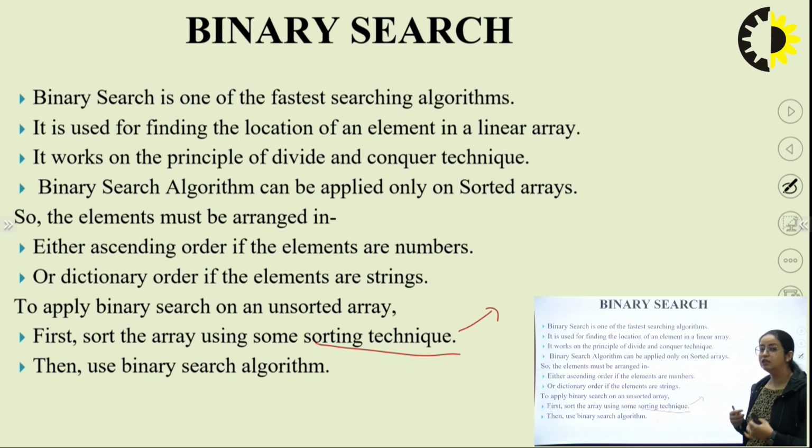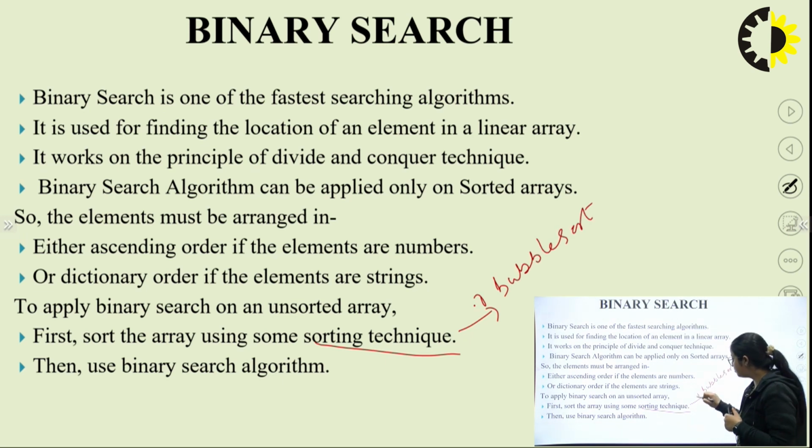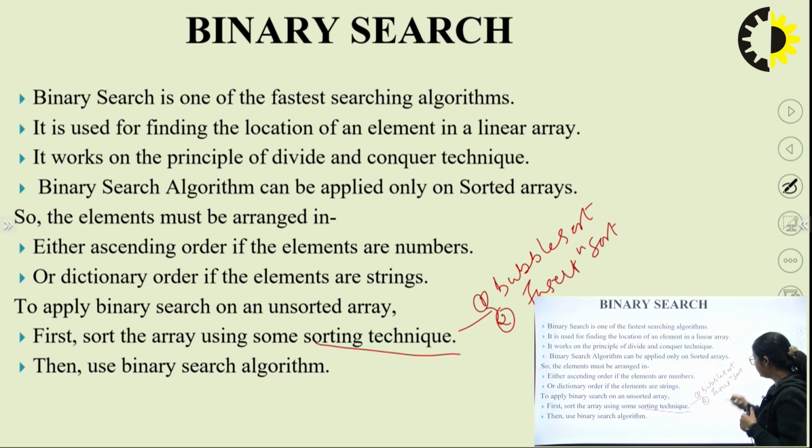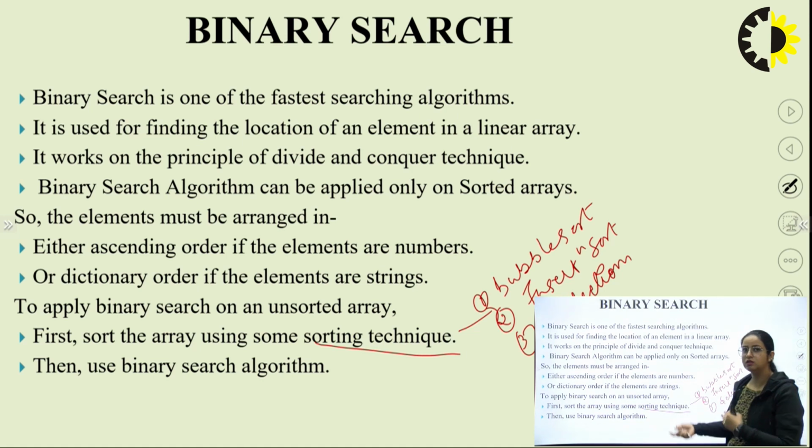So we have three or more types of sorting techniques. I'm giving some examples: bubble sort is one example. Second, we have an algorithm like insertion sort. We also have selection sort. These are some sorting techniques which we are going to discuss in further videos. With the help of these sorting techniques, we are going to sort the elements of our array.